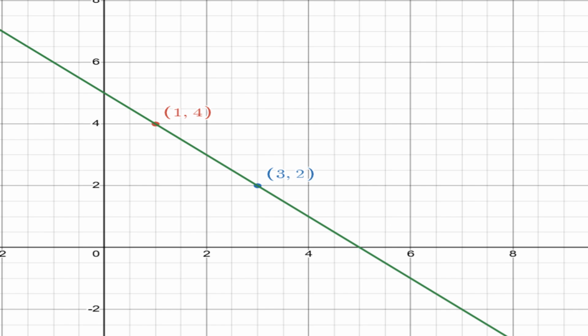Looking at a graph of the line going through both points, and knowing that the slope is negative, we can see that the graph has the right orientation of the steepness of the slope.